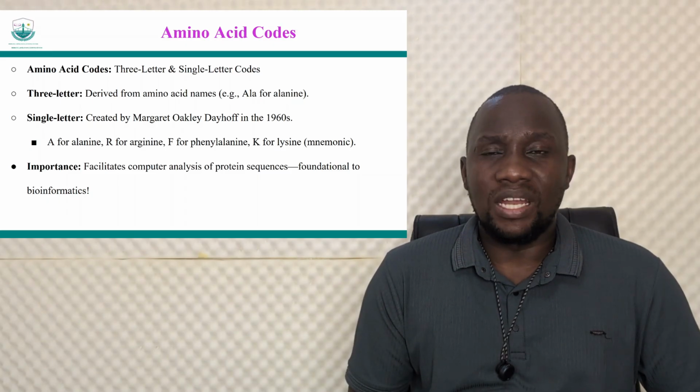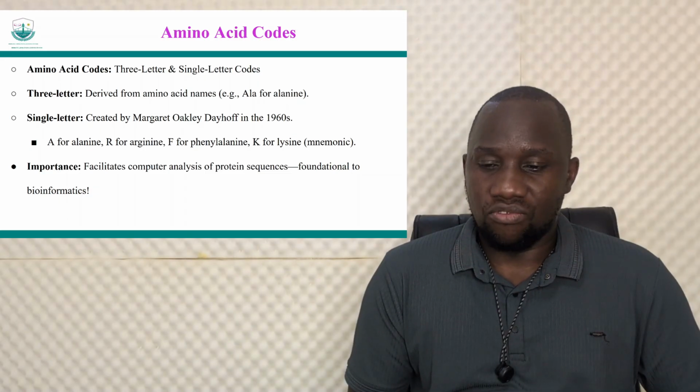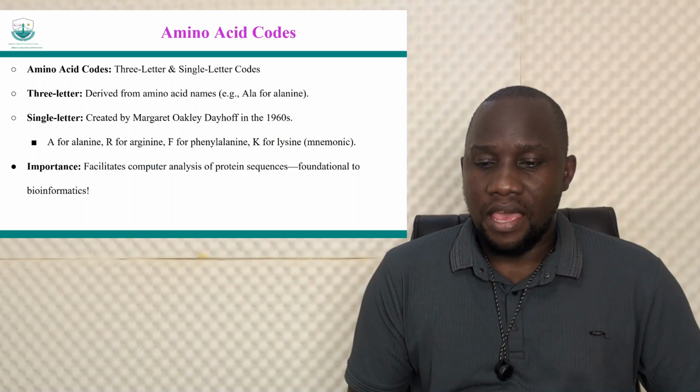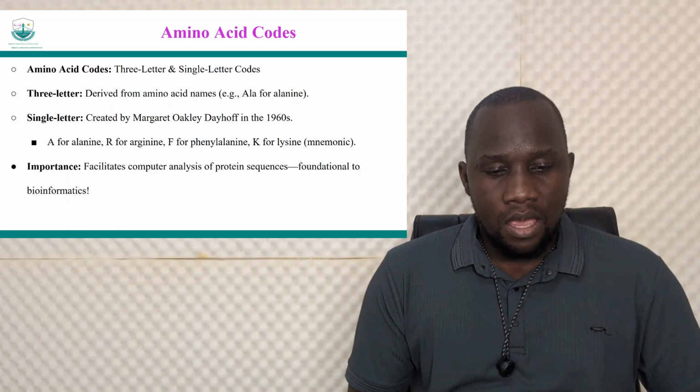Sometimes you can have three letters that are representing a single amino acid. For example, Ala can represent alanine.